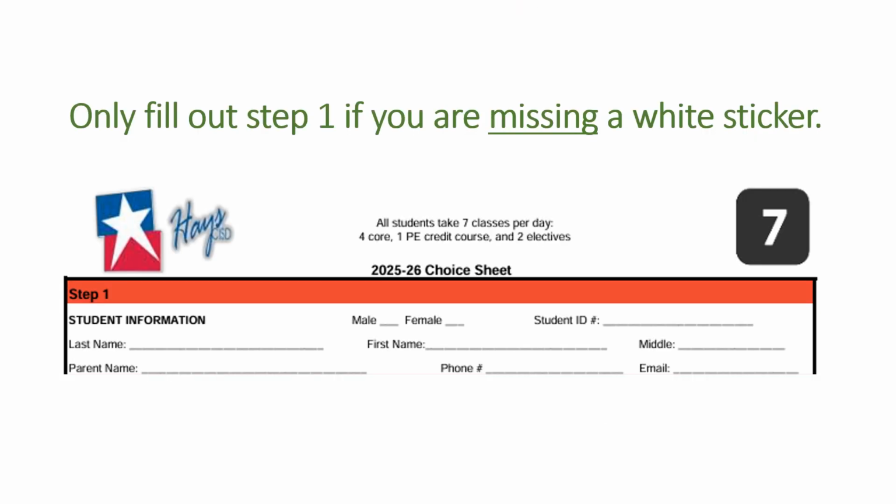Okay, step one should be blank. Everyone should have a white sticker on their paper in some place. Please check that that sticker matches who you are. It has your name on it, plus a few bits of other information. If you have a white sticker, step one remains blank. If you do not have a white sticker, you will need to fill in this part.